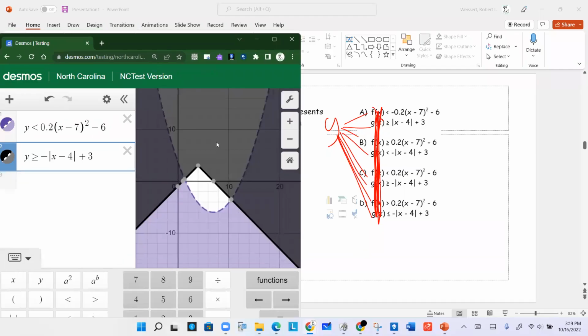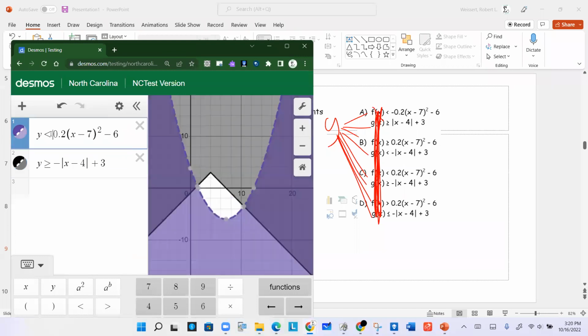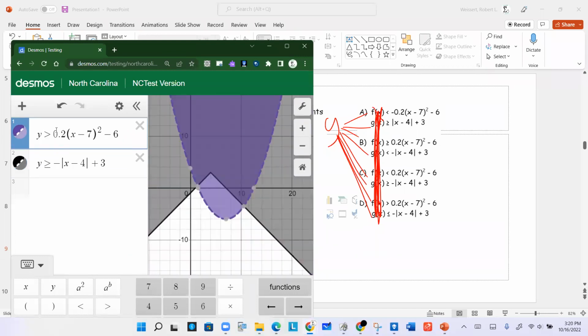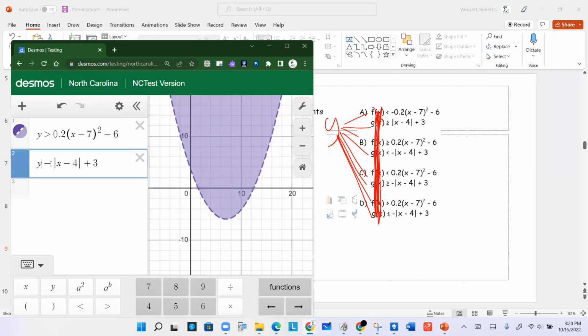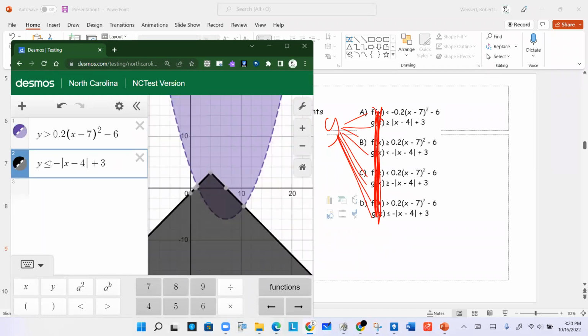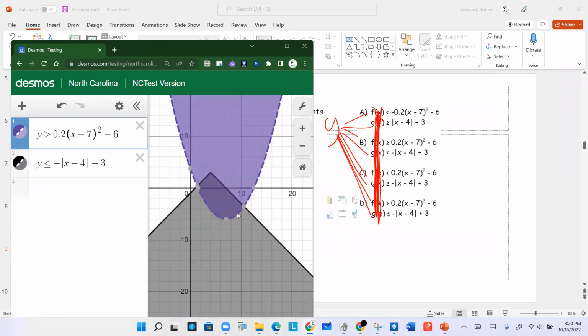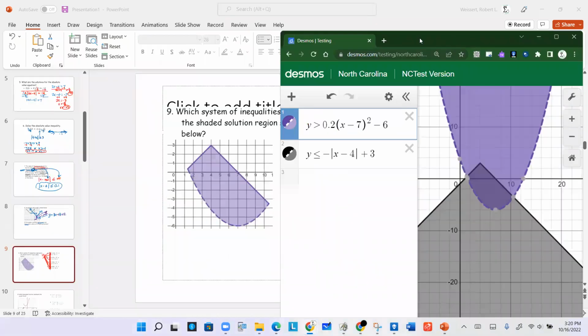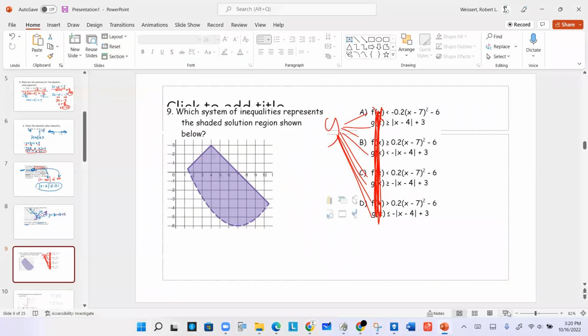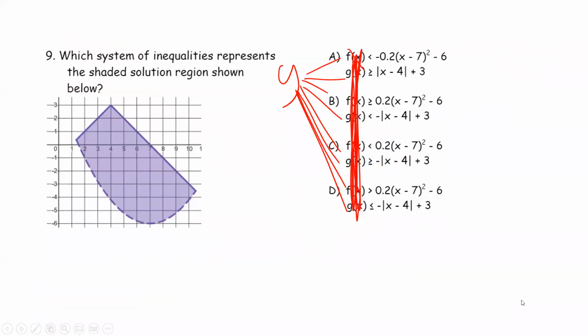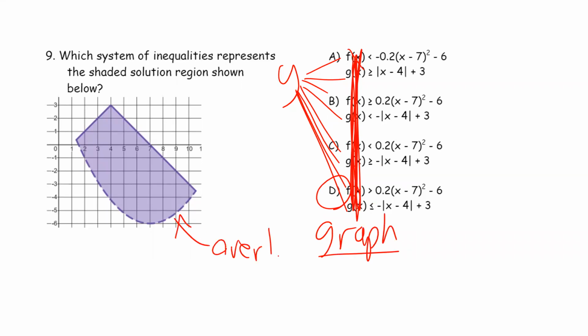Answer choice C has the overlap region outside of these areas, so that's no good. So we know it's going to be D, and I can modify the inequality symbol so you can see this is going to be less than or equal to. And then you can see how the solid line's there and the dashed line's there. And that represents the correct shaded overlapped region. So answer choice D is going to be the right fit for this problem. So we're going to circle D and just graph that. Remember, we're looking for overlapped regions here. Overlap.